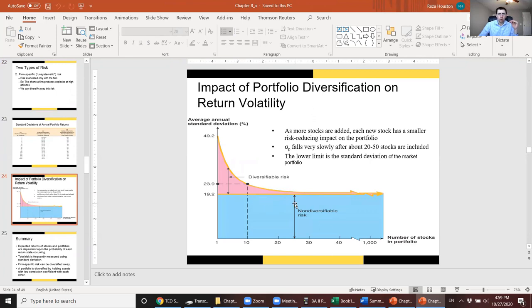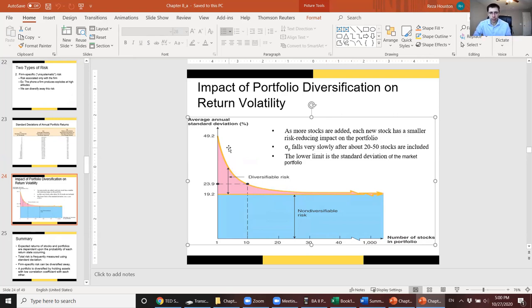Now, the reason this is important, the reason we care about these two types of risk, is because the total risk of a security, that's measured by the standard deviation. That's the volatility.